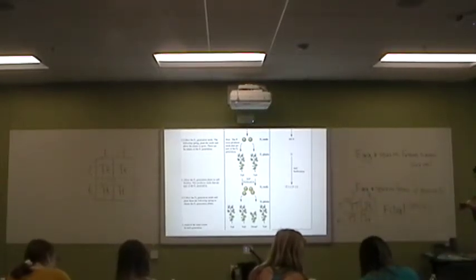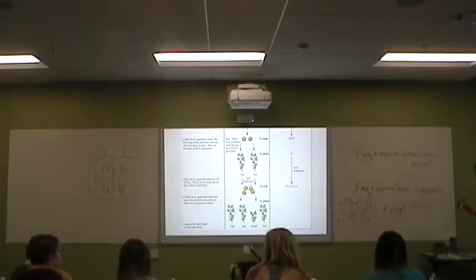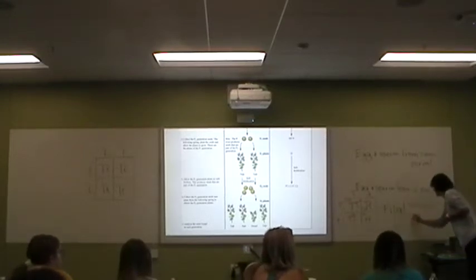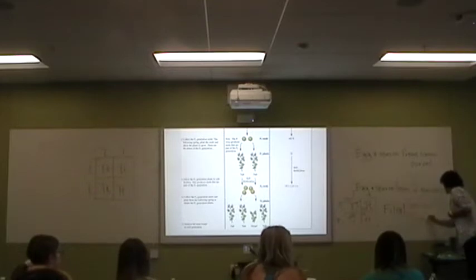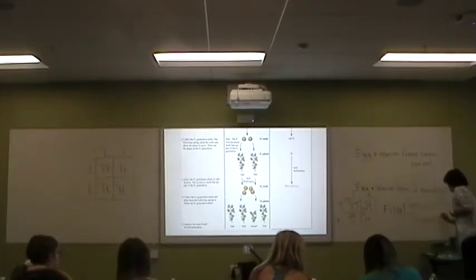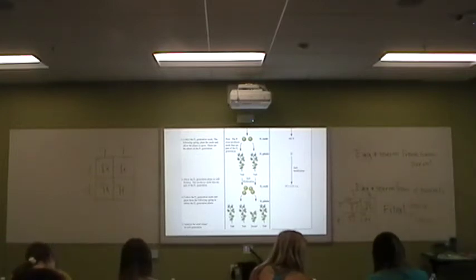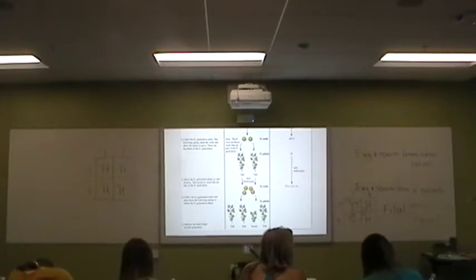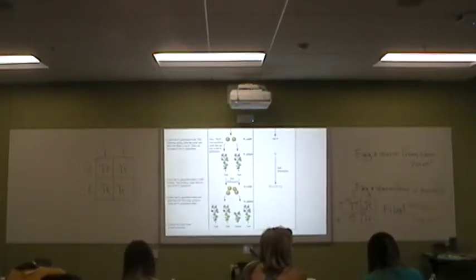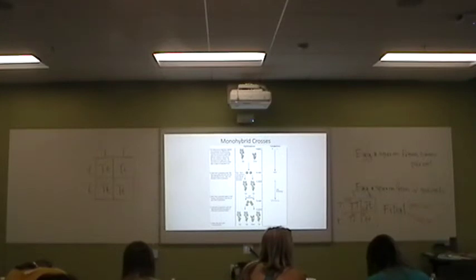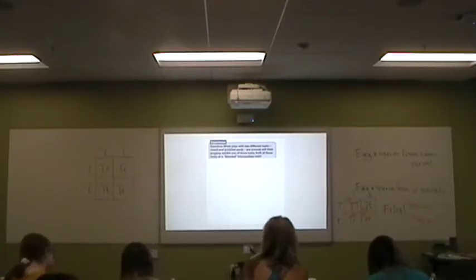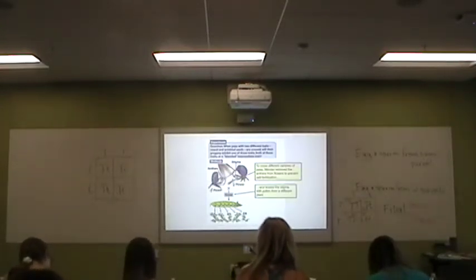Phenotypic ratio. Phenotype. 3 to 1. Right? Because when we're talking about phenotype, we're looking at whether they're tall or short and what ratio. So tall, tall, tall. Okay. All right. And of course, these next couple of slides are just sort of walking us through.